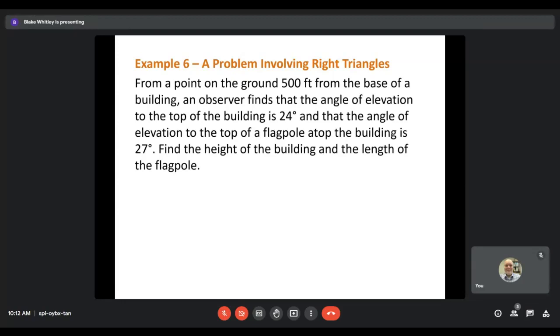So again, first thing I'm going to do here is try to sketch a picture of what we're looking at. So we know we have a building and we know we have a flagpole on top of that building. So I'm going to draw a building, and on top of that building, I have a flagpole. Now, in our picture, it says from a point on the ground 500 feet from the base of the building. So I'm going to go from the base of the building, the bottom, and go out 500 feet.